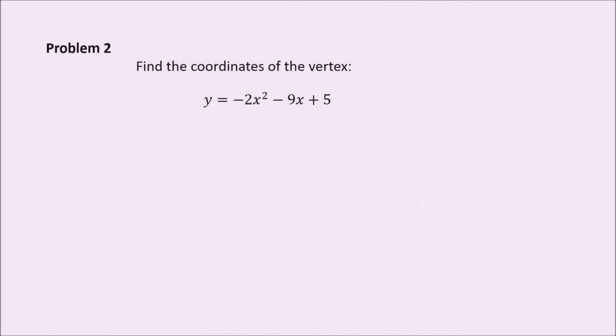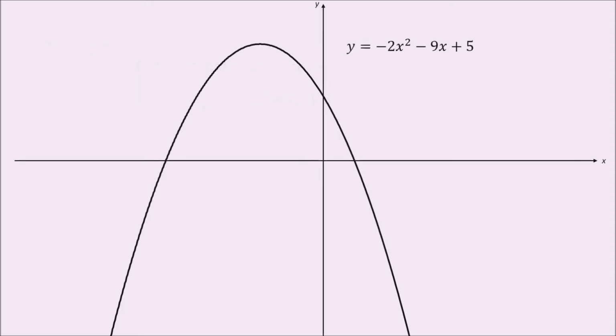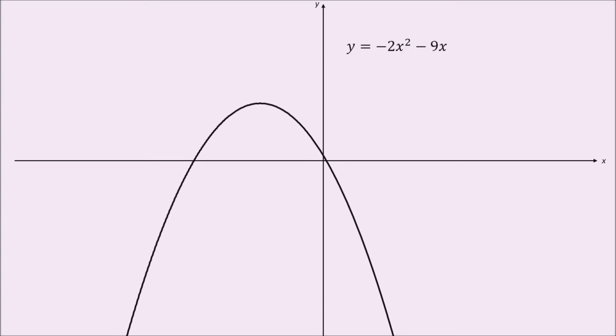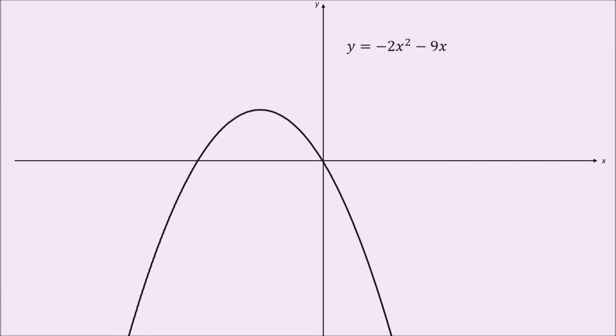Here's another problem. Find the coordinates of the vertex of y equals negative 2x squared minus 9x plus 5. Now this one starts with a negative x squared, so it's an upside down parabola. Let's see what it looks like. Looks something like this. This time I didn't put any coordinates on the axes, so we have to concentrate on finding the vertex. Well, what do we do? We want to take away that 5, the constant term. That'll move the graph down. And then we can factor it.